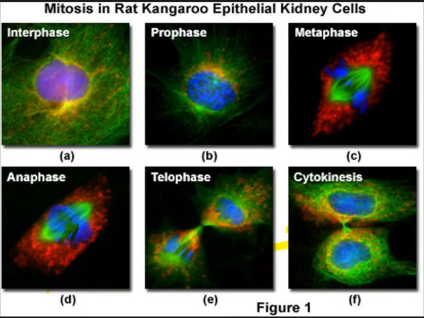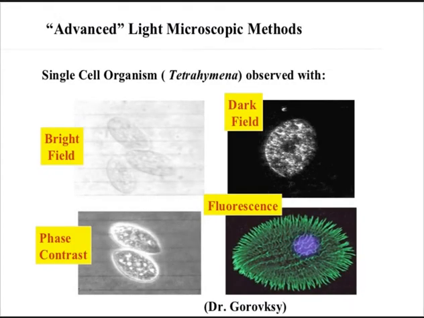Now, we have here your advanced light microscopic techniques. We have a single cell organism observed with your bright field microscope, which has a light background, while your dark field has a dark background. Also for your phase contrast and your fluorescence. So only the bright field is different.